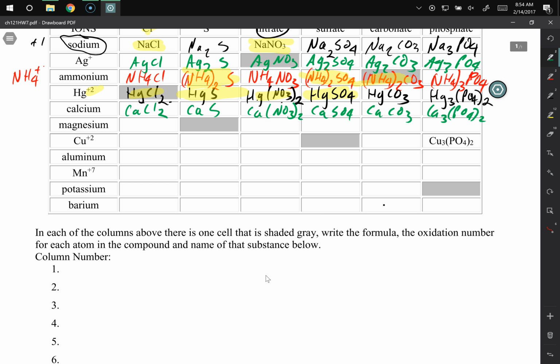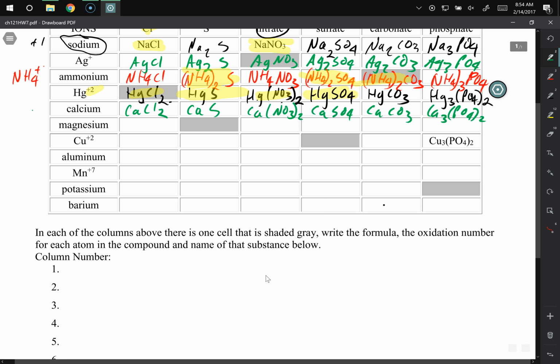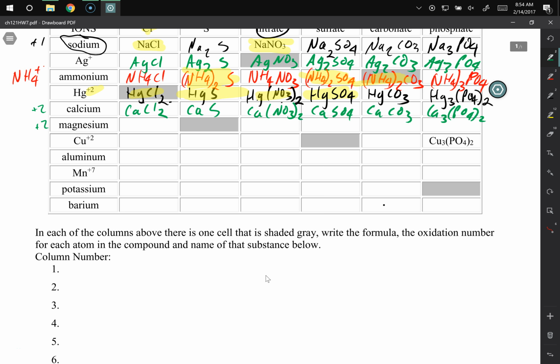Tell me where magnesium and calcium are relative to each other on the periodic table. They're in the same column, they're in the same group. So the calcium's charge was a plus 2, the magnesium's charge is a plus 2. So the magnesium is going to look exactly the same as the calcium and the mercury. What about the copper? Exactly the same. Those four rows, the ratios are exactly the same.